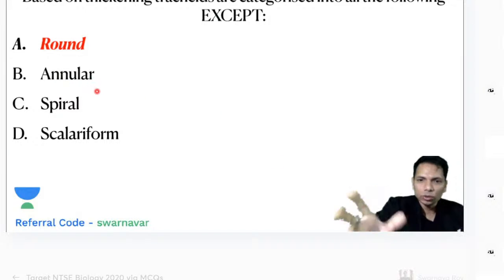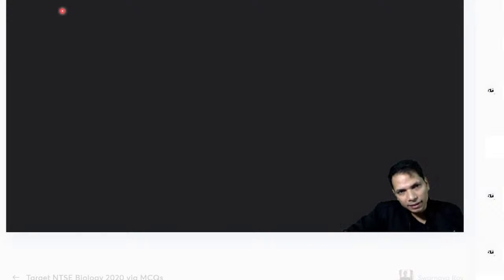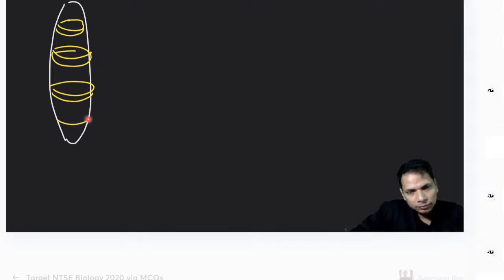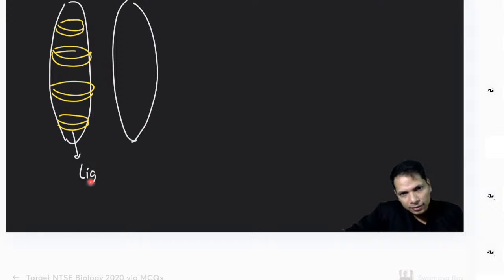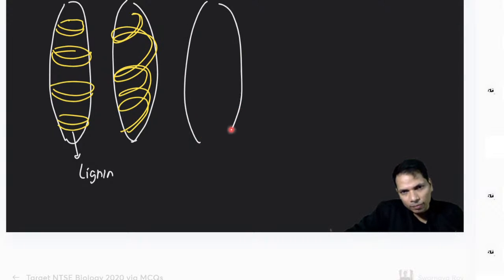Look, there is no design called round. Annular, spiral, scalariform, spiral, these are all different. Basically, if you look at the tracheids, this is a tracheid, okay? In tracheids, annular deposition takes place like this. This is the lignin deposition, see how the lignin formation is happening. Also spiral, like this, spiral deposition takes place. Also there is scalariform, like the scales.